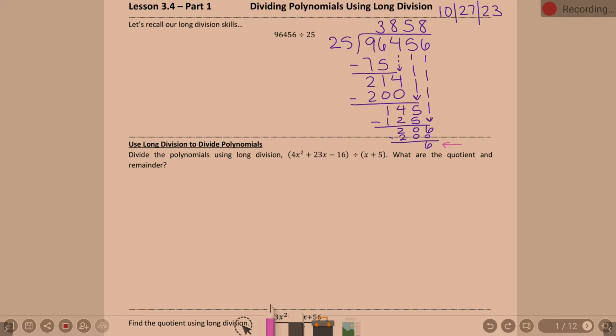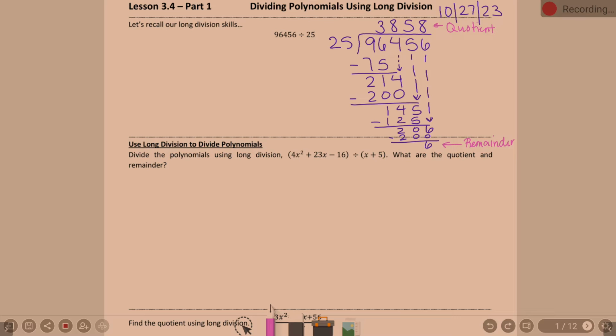Okay? So, a little bit of vocabulary. This is my remainder. What is this 3,858 called? Quotient. Answer to a division problem is a quotient. Okay. And then if you didn't go on to a decimal, at one point you were just told you wrote R6, right? Remainder 6.